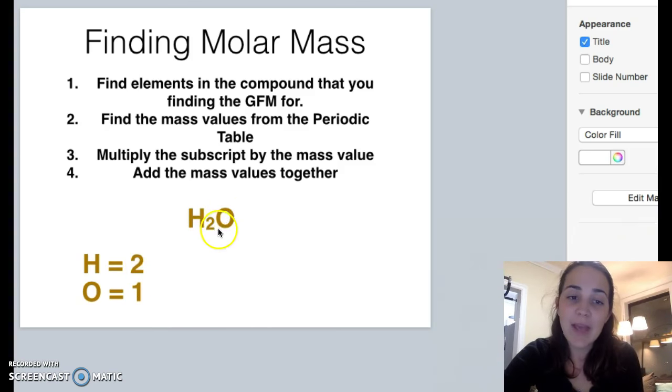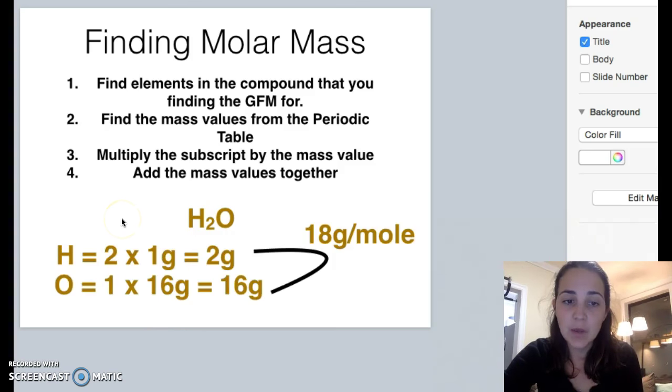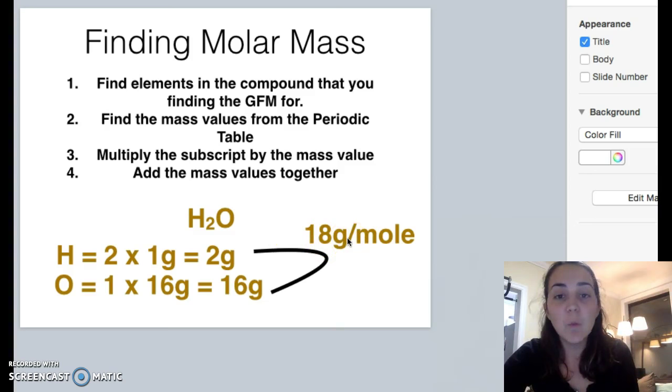I know that from looking at the subscript values. When I look on the periodic table, I see that hydrogen has 1 gram for its average atomic mass, and oxygen has 16 grams for its average atomic mass. I multiply 2 by 1 for 2 grams from my hydrogen, and 1 by 16 for 16 grams for my oxygen. I then add those 2 numbers together to get my total molar mass, which is 18 grams. Now this is 18 grams per 1 mole. That means that for every 1 mole of water, I have 18 grams.